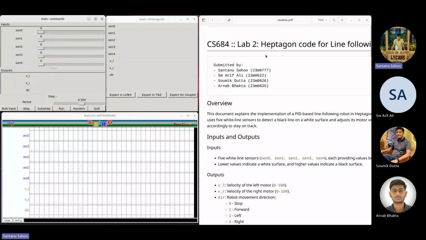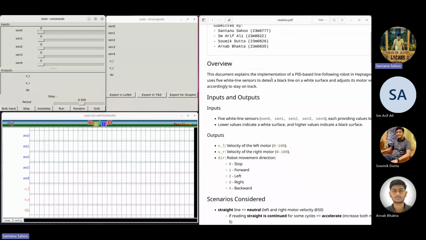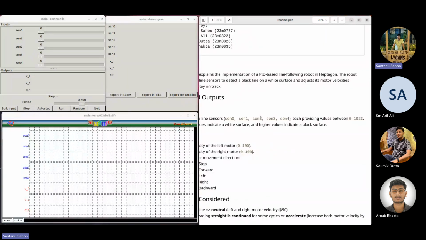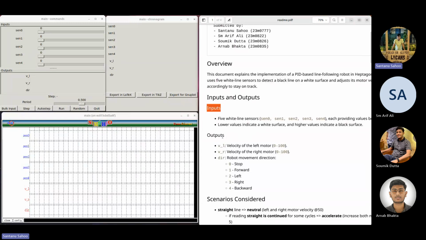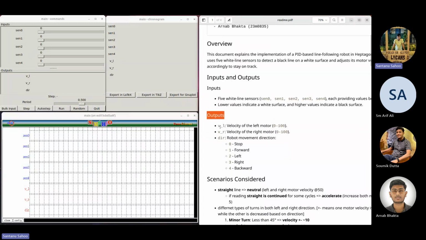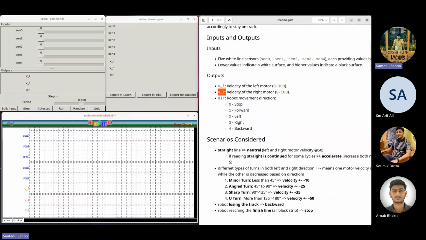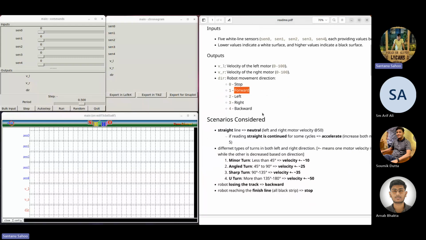Hi, this is our submission for Lab 2, the line following robot heptagon code implementation. In this lab, we are given as input 5 sensor values that range from 0 to 1023, and from that we have to infer some outputs, that is the velocities of the two motors, velocity left and velocity right, and the directions. That is, whether it is stopped, will go forward, or go left or go right, etc.